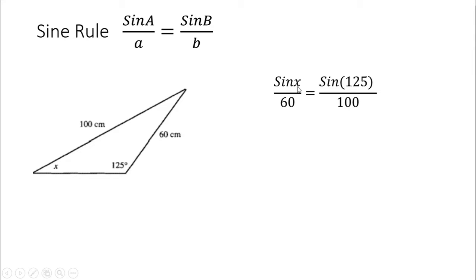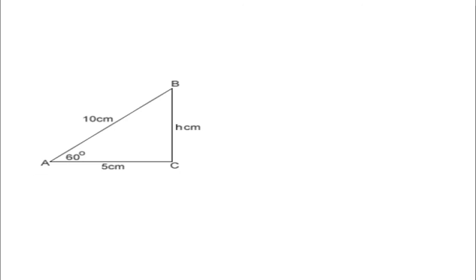I'm trying to find the angle x. Usually I use capital letters for my angles, but in this question I used a lowercase x. You need to rearrange this to find out what that lowercase x is. Get that lowercase x on its own. Remember, we want to find x, not sine of x. So you're going to need to undo that sine.